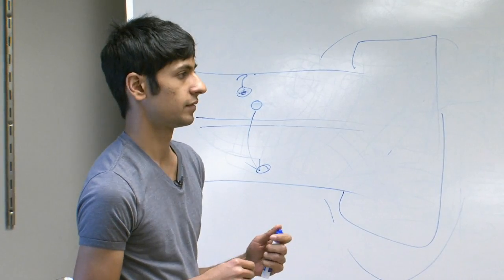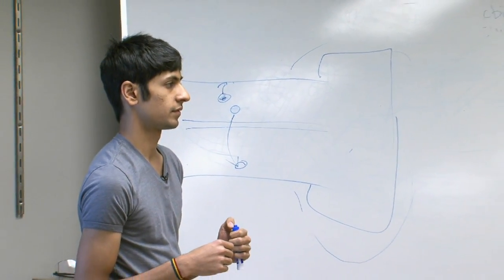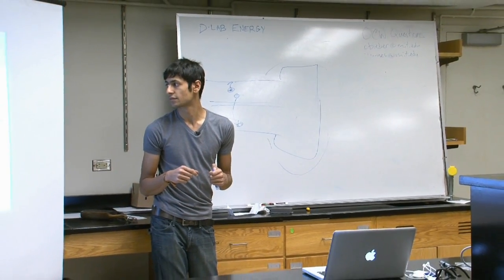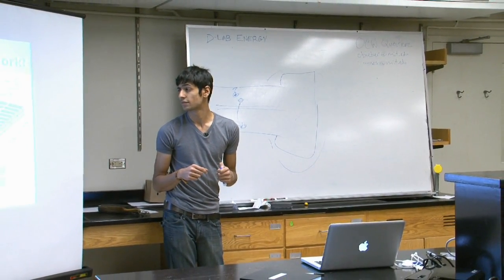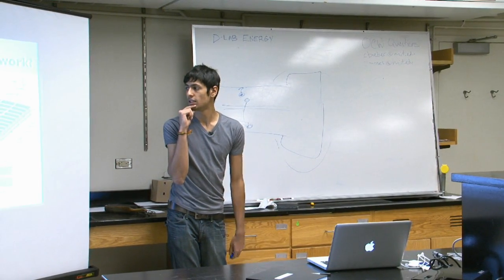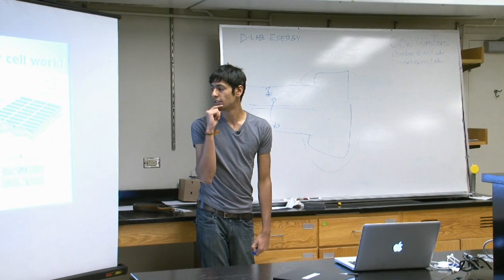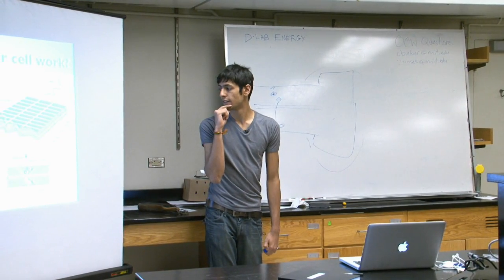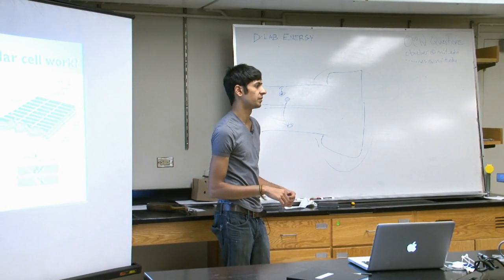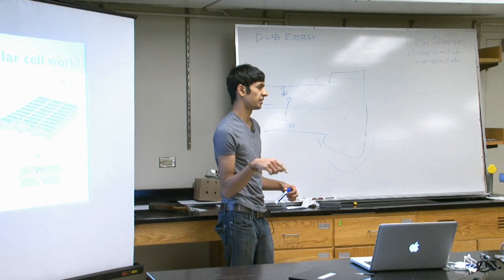So the positive terminal becomes the N type, the N type of band. The positive terminal is the negative terminal. No, the N type should be the negative. Huh? The N type is negative.